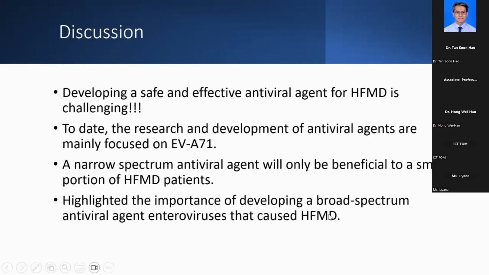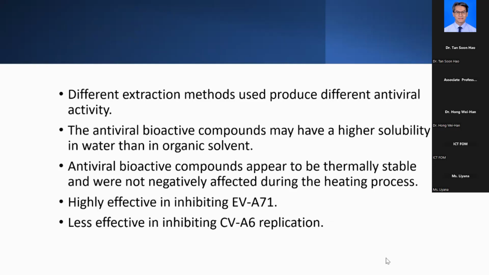So this highlights the importance of developing a spectrum antiviral agent, even a vaccine, against the viruses that cause HMD. As shown in this study as well, different extraction methods will produce different antiviral activities. It's quite interesting findings. And of course, the double boiling is the most commonly used method, because it's quite simple to perform.